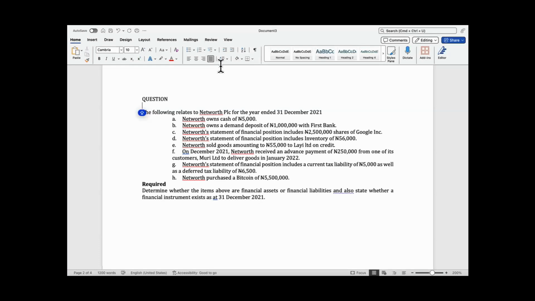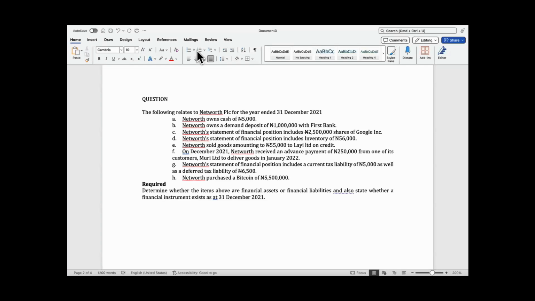G. Net Worth's statement of financial position includes a current tax liability of 5,000 naira as well as a deferred tax liability of 6,500 naira. H. Net Worth purchased a Bitcoin of 5.5 million naira. Required: Determine whether the items above are financial assets or financial liabilities, and also state whether a financial instrument exists as at 31st December 2021.